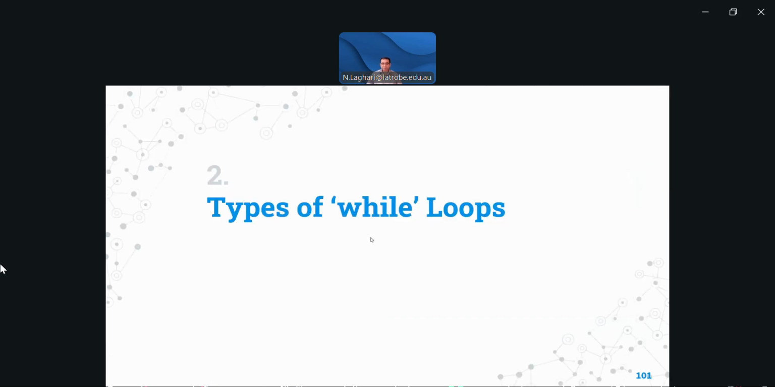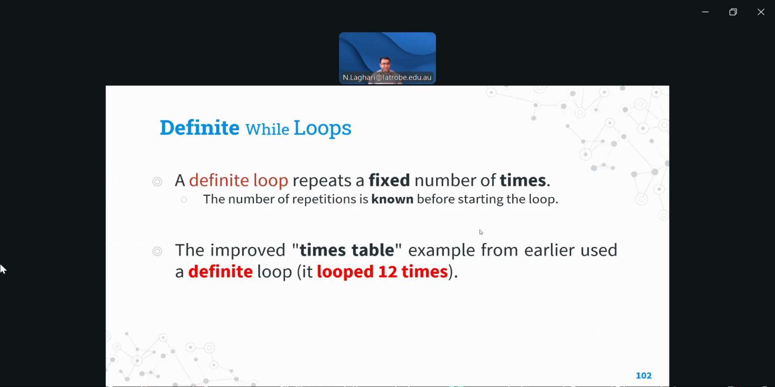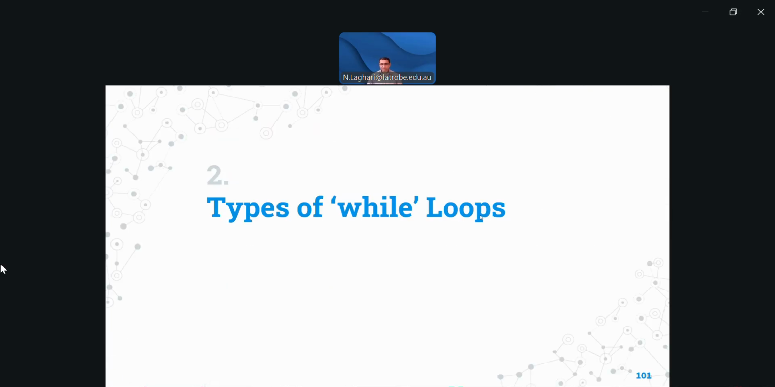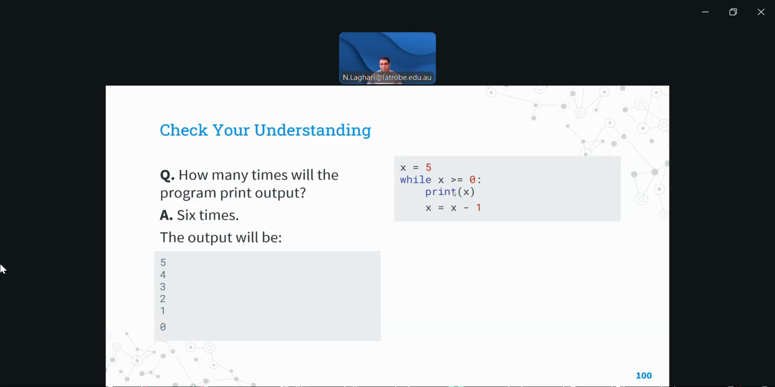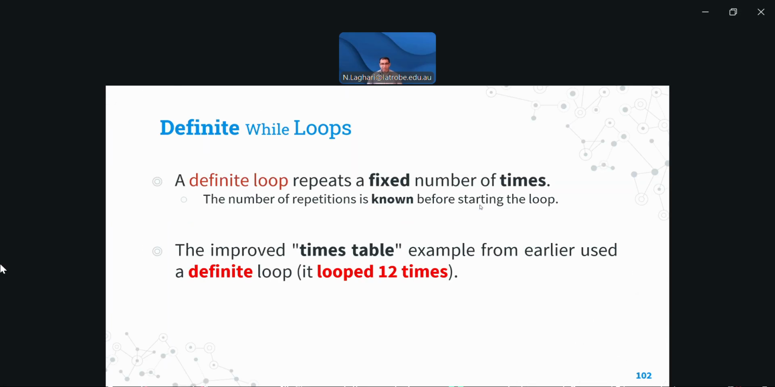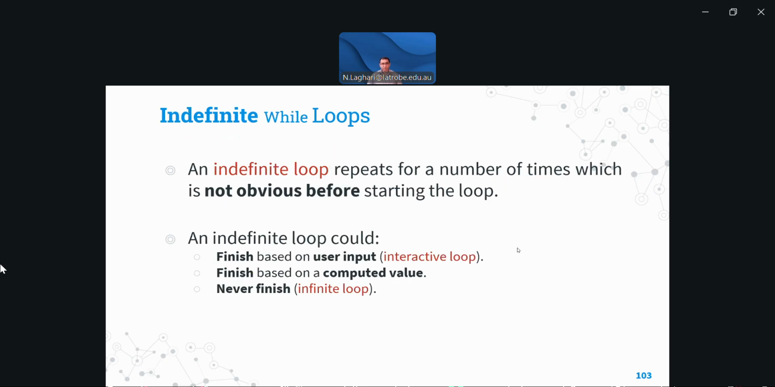Now, types of while loops. Definite while loops: a definite loop repeats a fixed number of times. The number of repetitions is known. In this case, we knew how many times our loop was going to be executed. So this is a fixed or definite while loop. Here is an improved times table example.